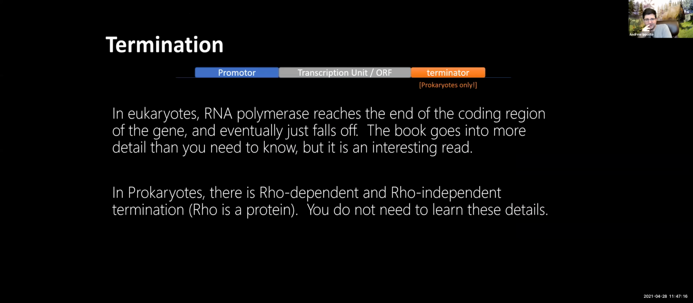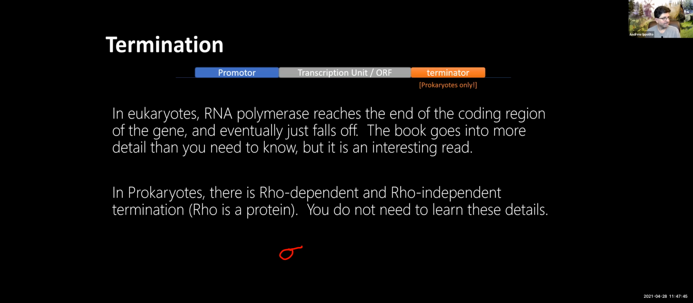Okay, and then termination. There's just one slide on this. In eukaryotes, RNA polymerase reaches the end of the coding region and then it just falls off. The book goes into more detail than you need to know, and it is interesting to read, but I'm not going to hold you accountable for that information. In prokaryotes, rho is a Greek letter. There's rho dependent and rho independent. You don't have to know any of the details there either. Just understand rho is a protein, and there's a terminator region.